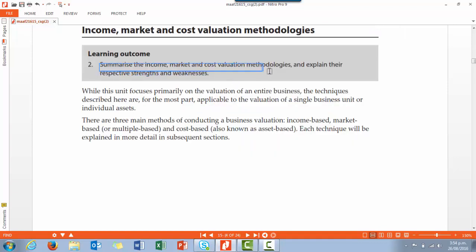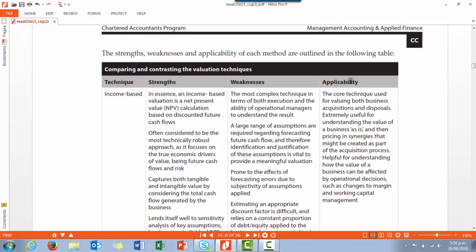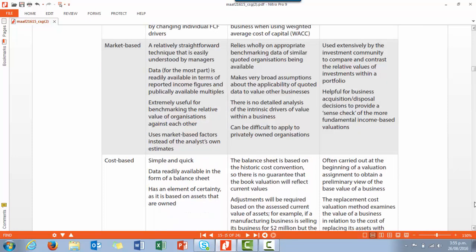Learning Outcome 2 looks at the three approaches to valuation: income, market-based, and cost valuation methods, and looks at their strengths and weaknesses. So here's a table looking at the technique. For example, that's income-based, strengths, weaknesses, and where the income-based valuation method is most applicable. Similarly, we have the same approaches for market-based and cost-based.